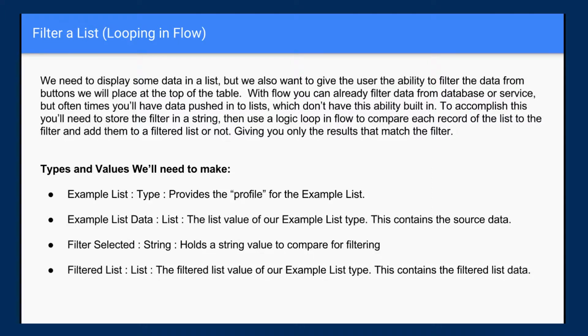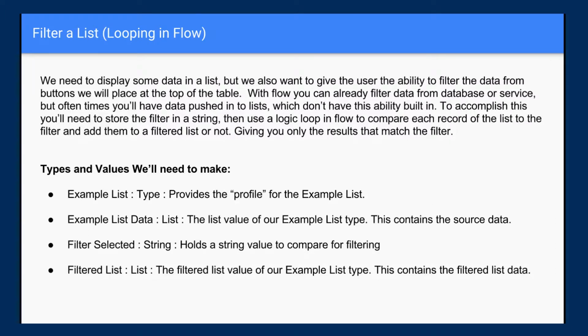So we'll need to build a few things first in order to make this work. We're going to create an example list type, which will act as sort of like a profile if you're familiar with Atom. For the example list, types basically work as objects that have certain parameters, and then you create instances of those that are values within the system. So next thing we're going to have is the example list data. This will be an instance list or a value list that is of the example list type that we just created, and this will contain our actual source data.